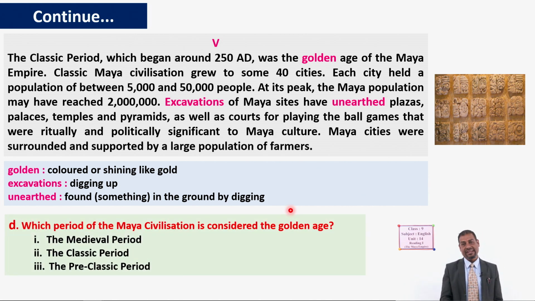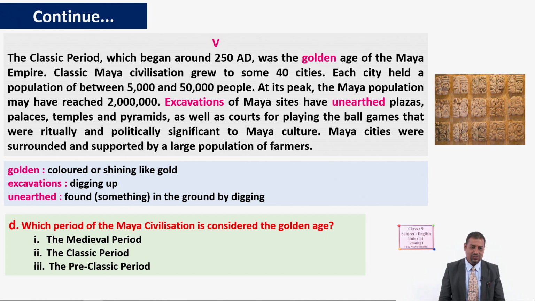Dear students, now again I have one more question related to this paragraph and you have to find out the answer from the options. So the question for you is, which period of the Maya civilization is considered the golden age? Now you have to find out the different periods during this Maya empire, and you have to find out which one is the golden age.